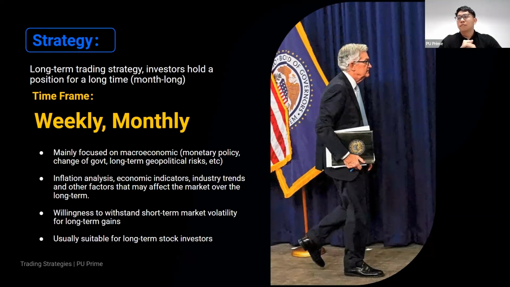indicators, and also we need to withstand the short-term market volatility, because we know that in the long run, the market can go in a different direction from what you expect, and then you have to endure it until your long-term goal is hit.